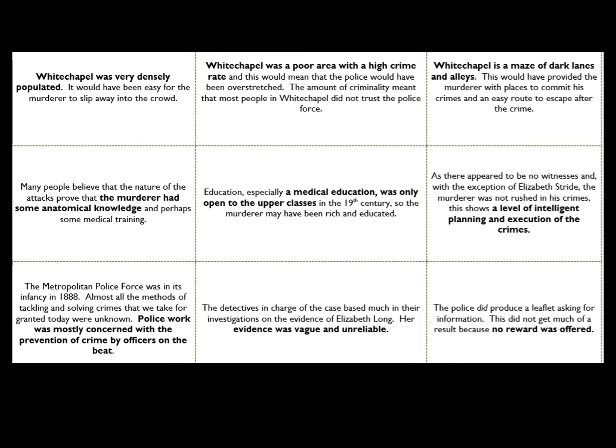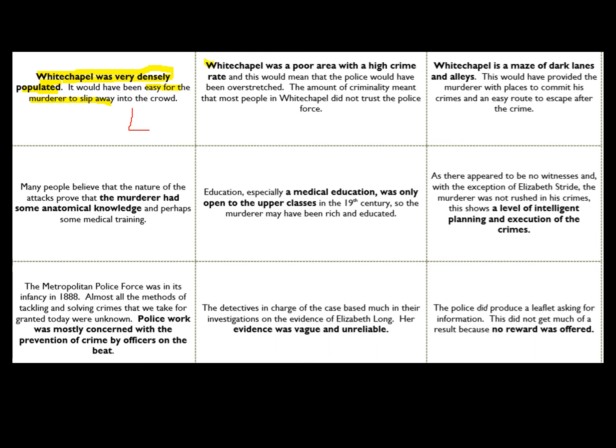So our next cards, again, we're still working on our table for this task. It says Whitechapel was very densely populated. So this means there's a lot of people, very easy for the murderer to slip away in the crowd, and we could just put that in as well. Easy for the murderer to slip away. And that one's definitely a location point. So even if you had witnesses, it would be difficult to actually see.